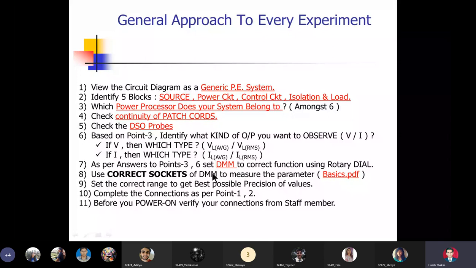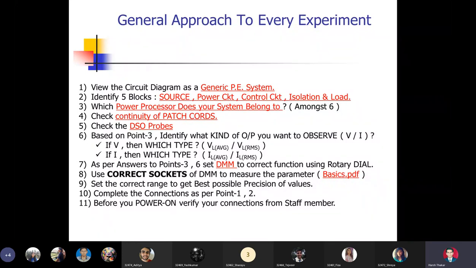Third is, this is very important, which power processor does your system belong to? Actually, it should be amongst 4, because we are not having a kit for either cycloconverter or resonant converters. So, which power processor does your system belong to? This is important for the student to know, because once he knows that, okay, my kit is a converter, he immediately understands that converter means input is AC energy and output is DC energy. So he is very clear that because output is DC energy, I have to use a DMM as a DC voltmeter in order to take the readings.